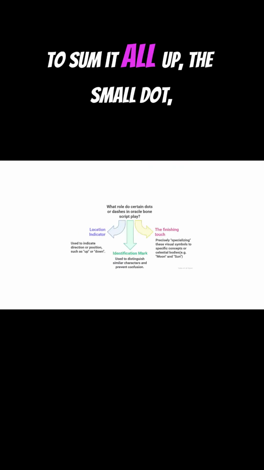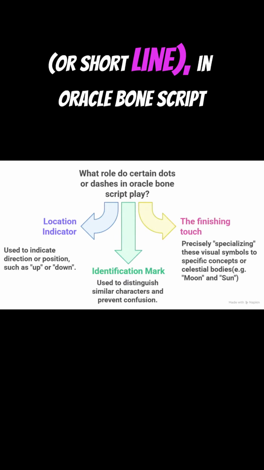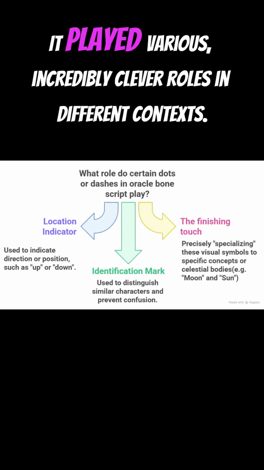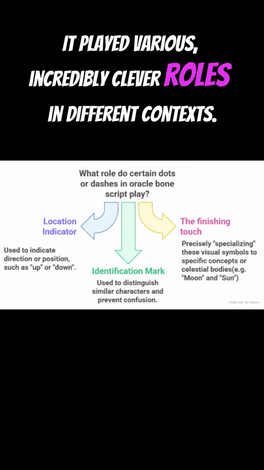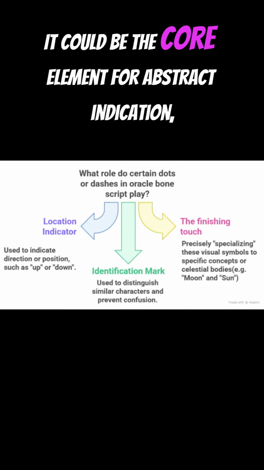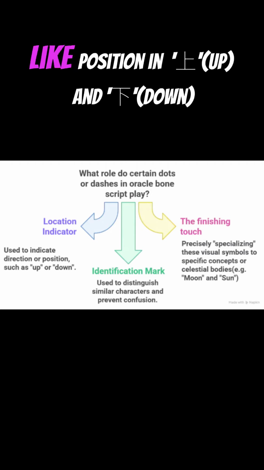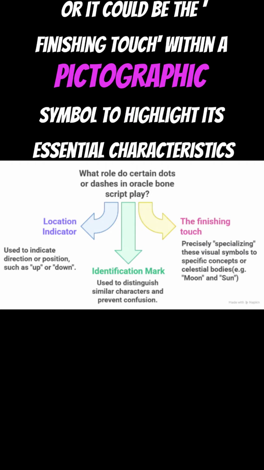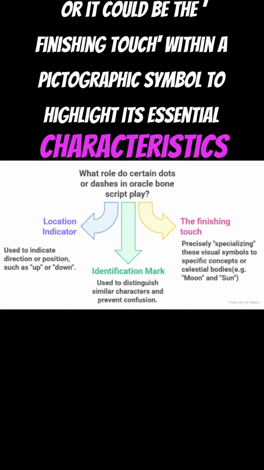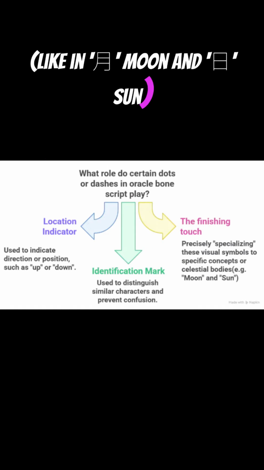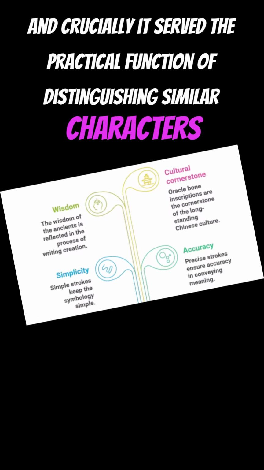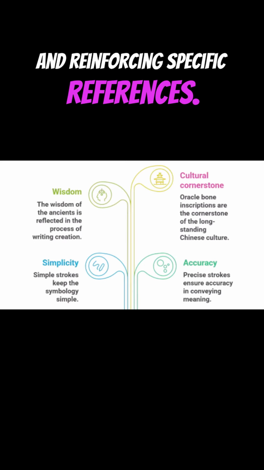So, to sum it all up, the small dot or short line in Oracle Bone script was by no means an arbitrary stroke. It played various, incredibly clever roles in different contexts. It could be the core element for abstract indication, like position in Shang and Xia, or it could be the finishing touch within a pictographic symbol to highlight its essential characteristics, like in Yue and Ri. And crucially, it served the practical function of distinguishing similar characters and reinforcing specific references.